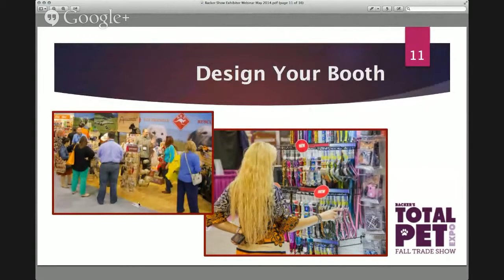Okay. Here you see a couple of examples of a really nice, on the left, a nice open floor plan. You see some nice graphics in the back. You've got some nice size displays there that you can see. So it's a good color scheme. It's welcoming. It's open and it's bright. And then if you look on the right side, here's a really nice display. I'm not sure whose booth that is, but it's eye level. It says it's new. It gives you the hands-on touch feel there.